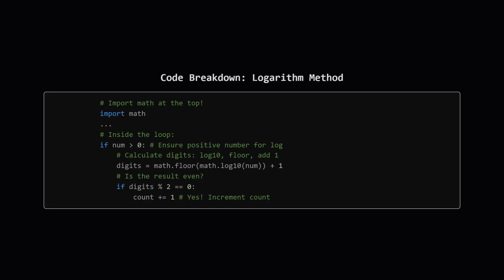Breaking down the logarithm part. First, make sure you have import math at the very top of your file. Inside the loop for each number, we apply the formula. math.log10(num) gives us the logarithm. math.floor takes that result and removes anything after the decimal point. Then we add 1 to get the actual count of digits. We store this in the digits variable. The rest is the same logic we've seen. Check if digits is even with digits % 2 equals 0, and if so, add 1 to our overall count. It's a very compact way to find the number of digits using a built-in math function.